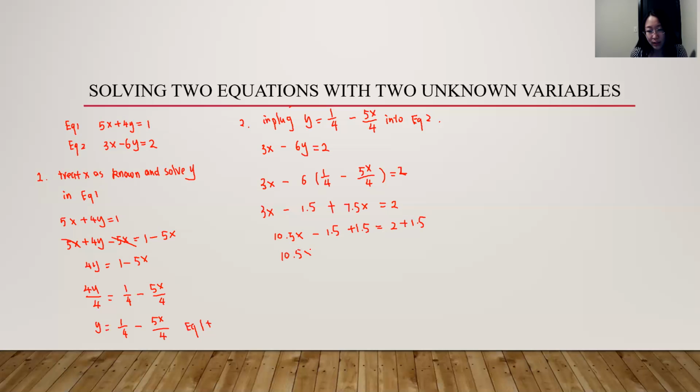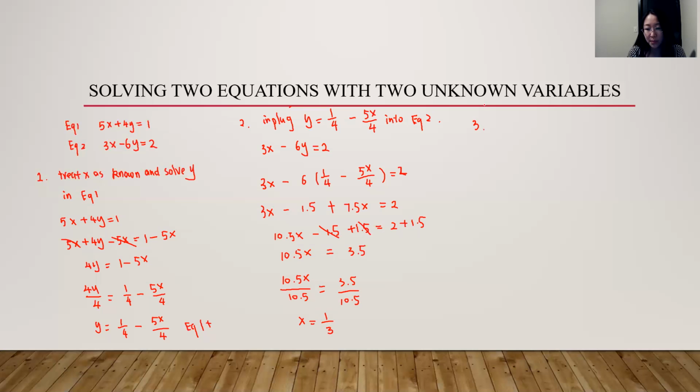So the left-hand side of this equation is 10.5x. Those two terms are canceled out, and the right-hand side of this equation is 3.5. We divide both sides of this equation by 10.5 to get rid of this 10.5 here. So we found x equals 1/3.